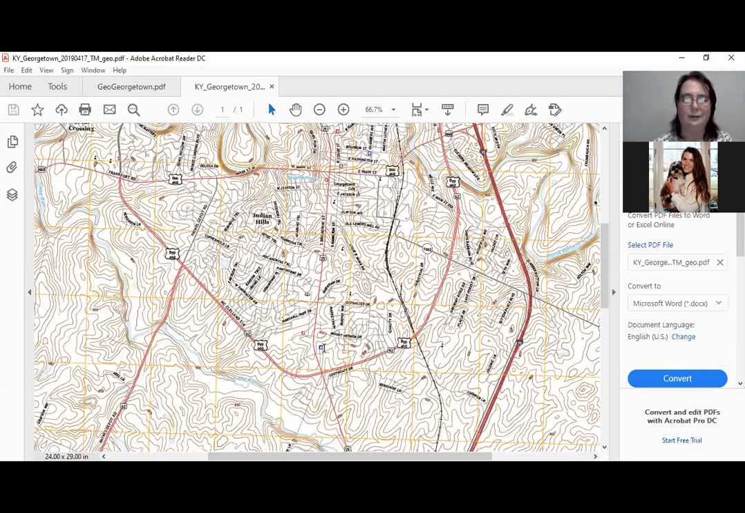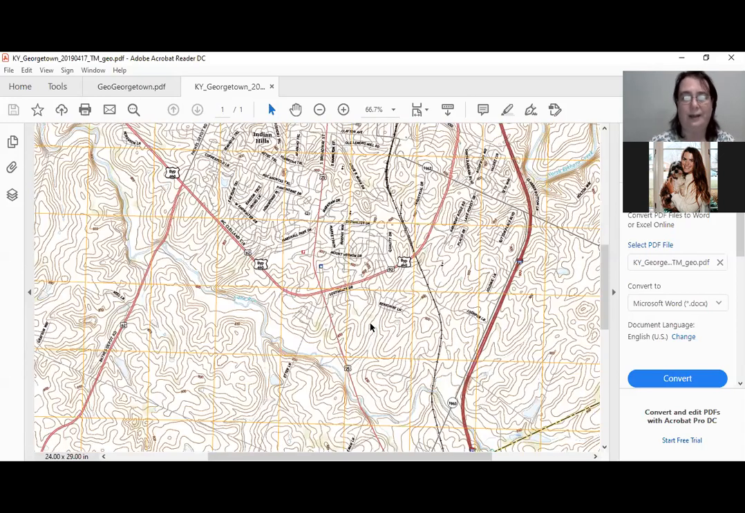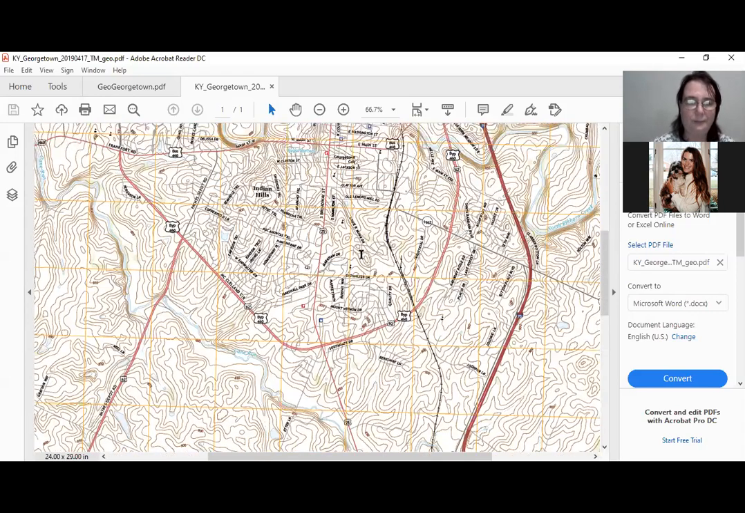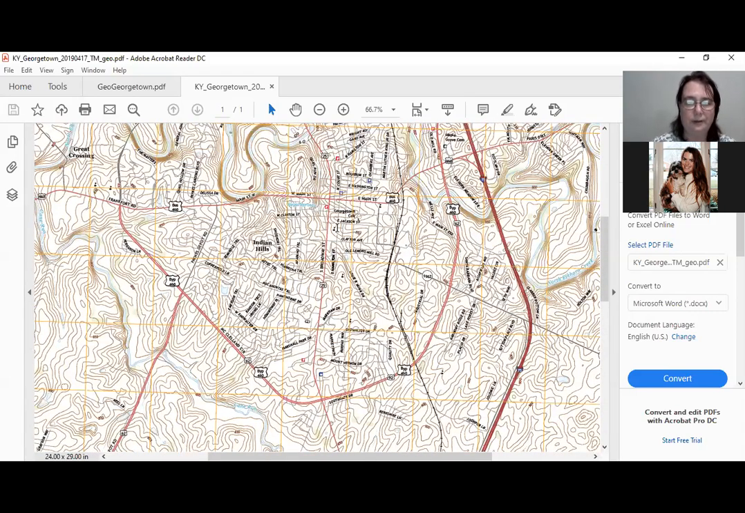The Earth is spherical, so it's a little difficult to just slap it on a piece of paper and have it be accurate. So there's a lot of math that helps to take that into account. So here we go. So here's all the roads. Anything blue is going to be water.